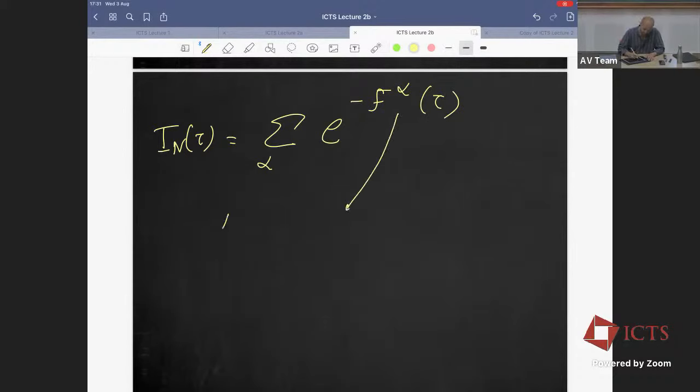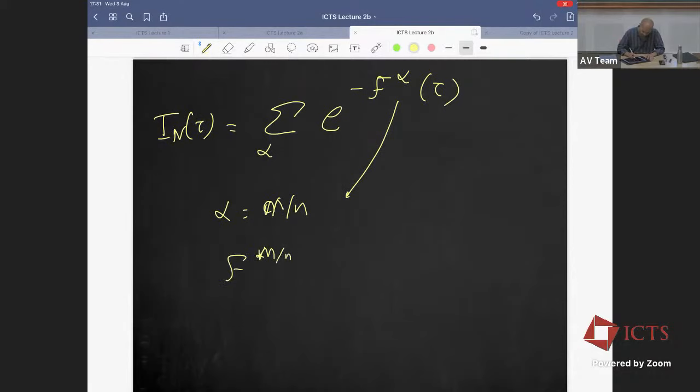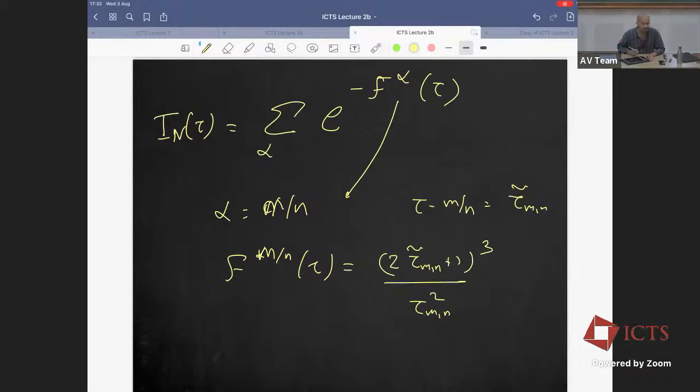The final IN of tau is some sum over saddles of e to the minus the thing I've been writing since day one, of tau. And alpha will turn out to be some rational number, m over n. That's my label. And f m over n of tau is the following. You write tau minus m over n equals epsilon, or tau tilde. And remarkably, this has the same form. The tau tilde is the denominator. It's not just that, there's an M here, which importantly suppresses the entropy. It's like 1 over M.